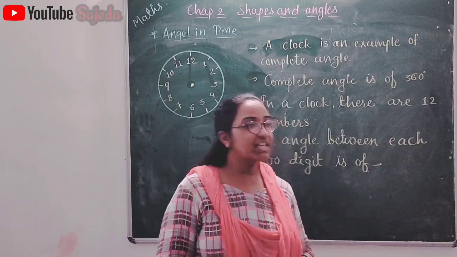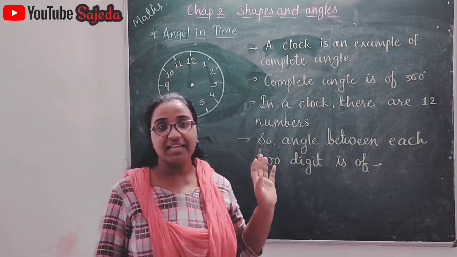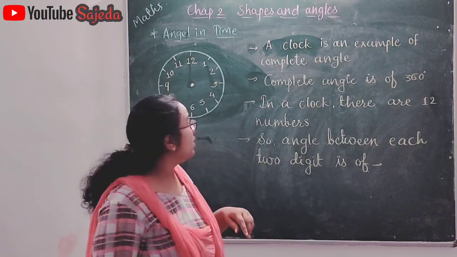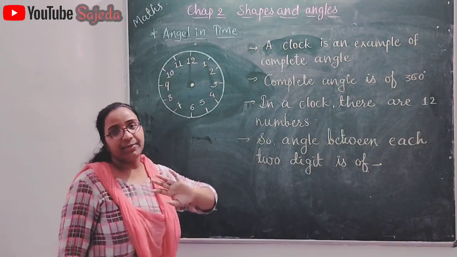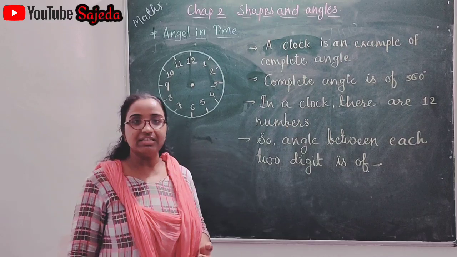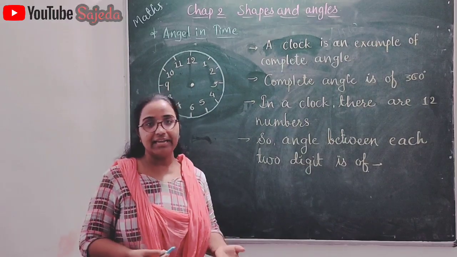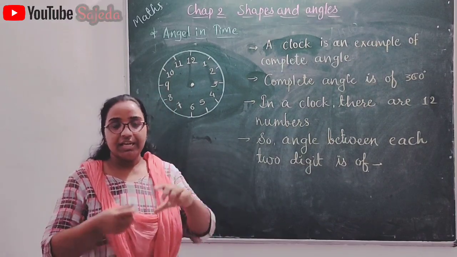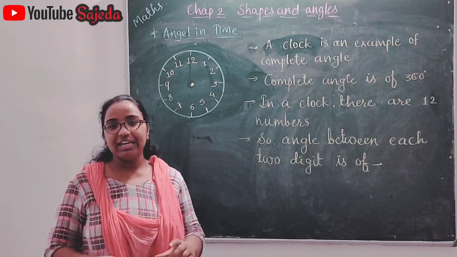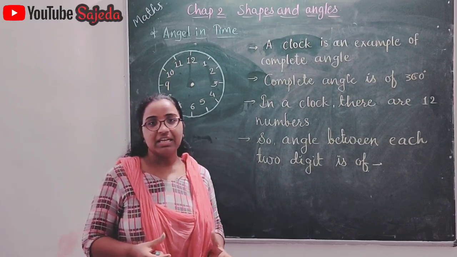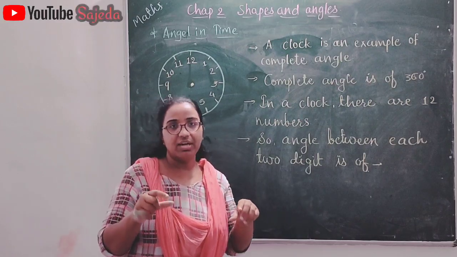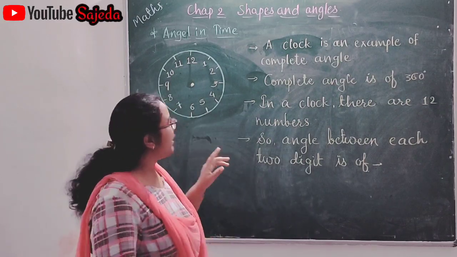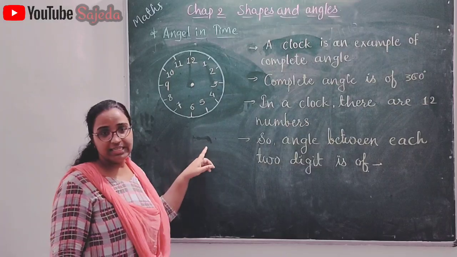In this lecture we are learning about shapes and angles. And right now our next topic for this lecture is angle in time. In the previous lecture we learned how to identify different angles in a given figure, in different body postures, in different objects, and how to draw a picture around given angles. Now our next topic is angle in time.